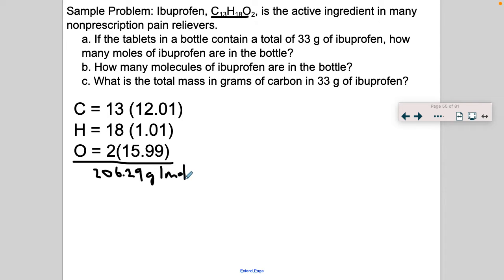Grams per mole. All right, so looking at A, if the tablets in a bottle contain 33 grams, how many moles of ibuprofen are in the bottle? So how am I going to solve A? Start with what you're given, 33 grams. What are we trying to get to? Moles. So it'll be 1 mole on top and 206.29 on the bottom. We're going to divide by the molar mass to get moles.